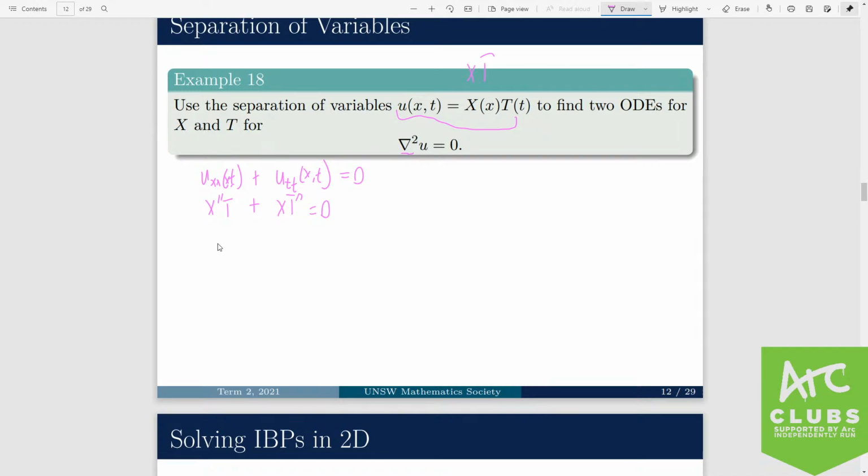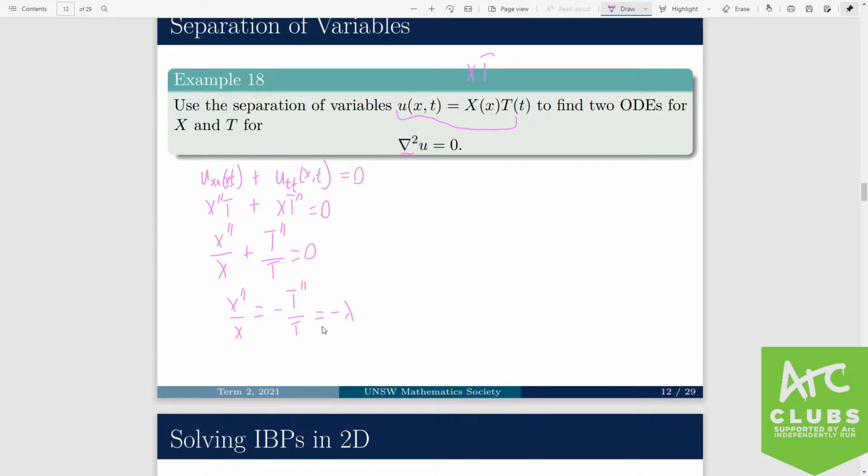So the process goes like this. We divide both by X and T, and then we move one over to the other side. So we'll move T over, and we'll let this equal some separation constant. And here I'll put in a minus because it makes things easier, but it's not necessary. If you don't, just make sure you're consistent throughout. So now this becomes 2 equations which are connected through this separation constant.